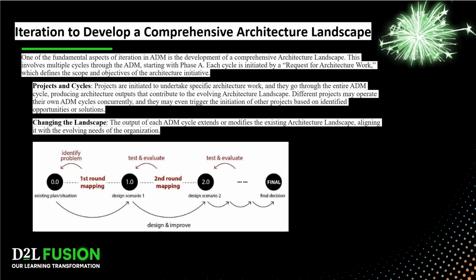So what's a comprehensive architecture landscape? This is one of the fundamental aspects in ADM. This involves multiple cycles through the ADM, starting with phase A, and each cycle is initiated by a request for architecture work, which defines the scope and objective of the architecture initiative. In this case, it tests and evaluates each time during the iteration.